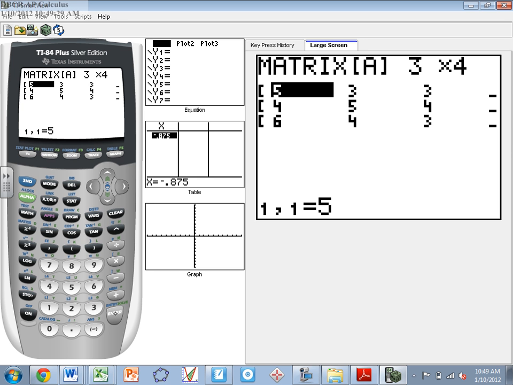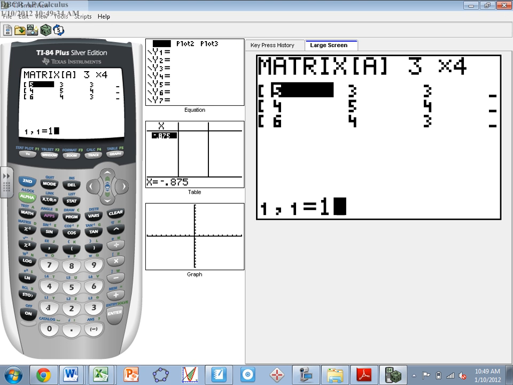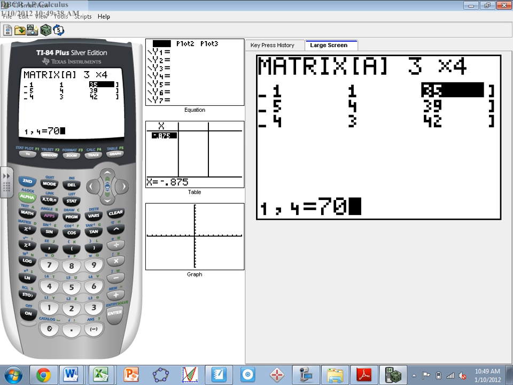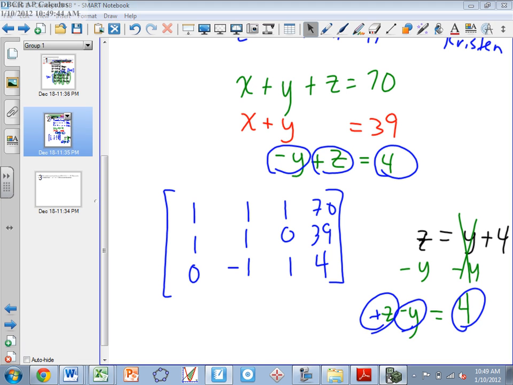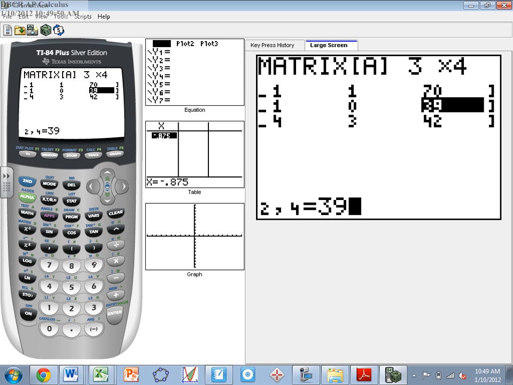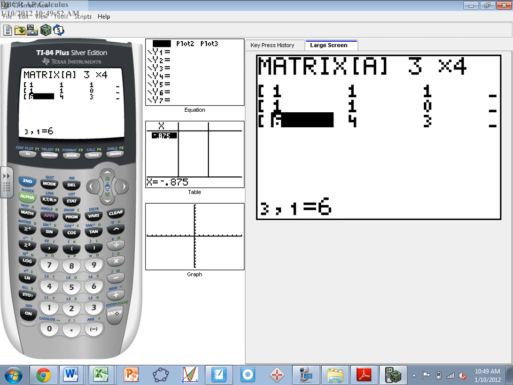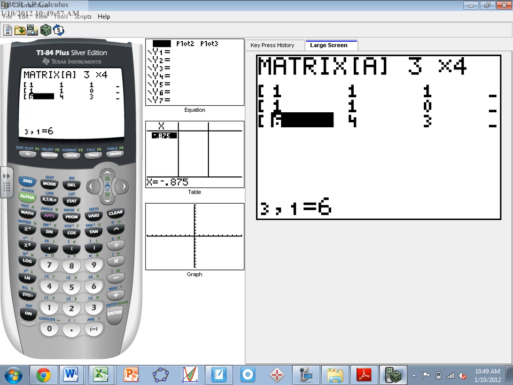So inputting the matrix, we got 1, 1, 1, 70. 1, enter, 1, enter, 1, enter, 70, enter. Next, I've got 1, 1, 0, 39. 1, enter, 1, enter, 0, enter, 39, enter. Next, I've got 0, -1, 1, 4. 0, negative down here again, 1, 1, and then 4.